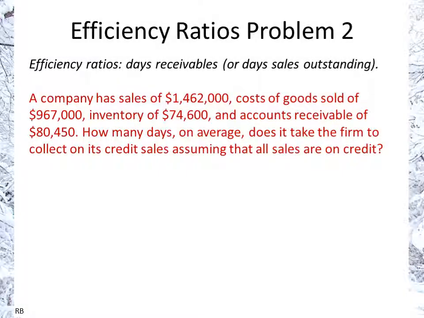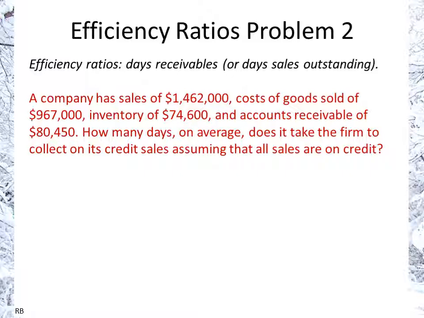So welcome to Efficiency Ratios Problem 2. We're going to calculate the days receivables, also called days sales outstanding. So the same numbers we're going to use as the previous question, problem 1, where we calculated the days inventory. A company has sales of 1.462 million, cost of goods sold of 967,000, inventory of 74,600, accounts receivable of 80,450.